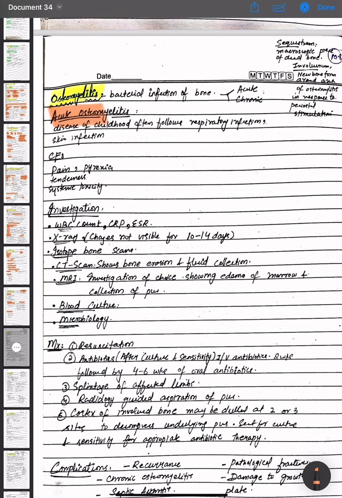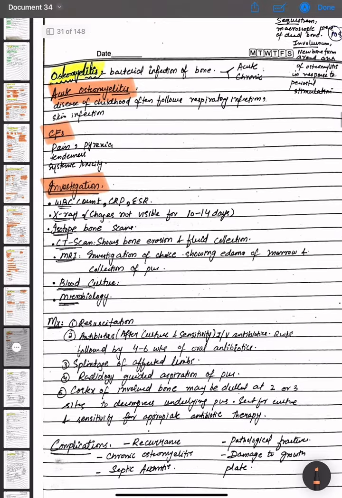The clinical features are pain, pyrexia, tenderness, and systemic toxicity. What investigations will we do for osteomyelitis? We will do WBC count, CRP, and ESR, the X-rays, the isotope bone scan, the CT scan, the MRI, the blood culture, and the microbiology for osteomyelitis.